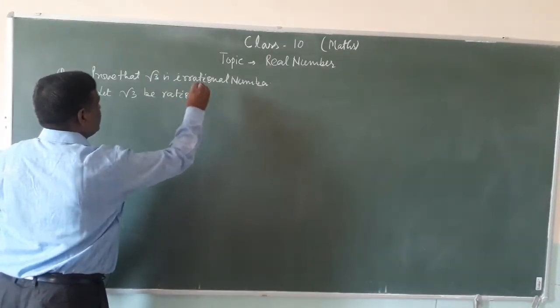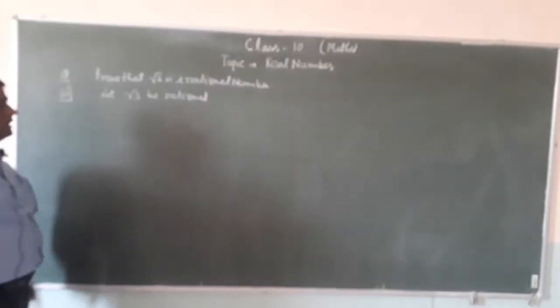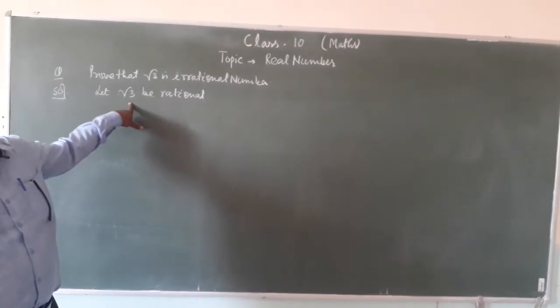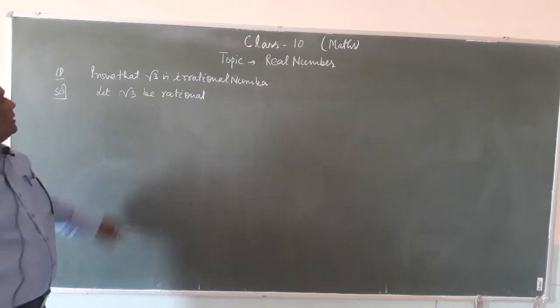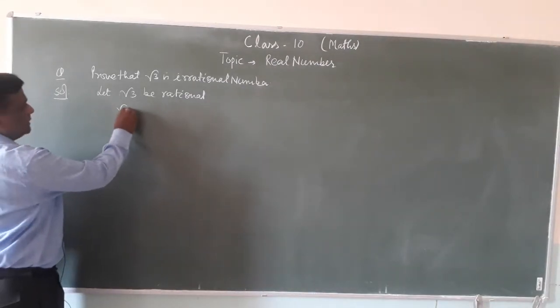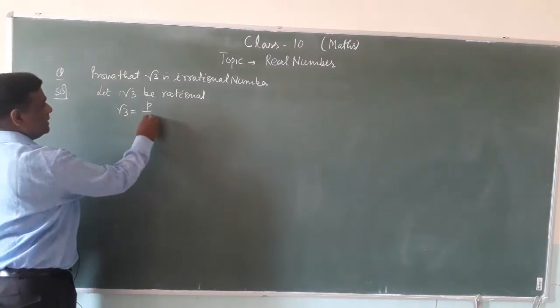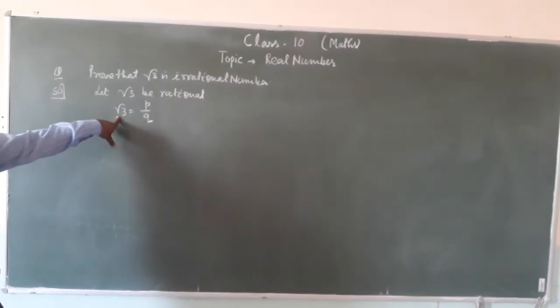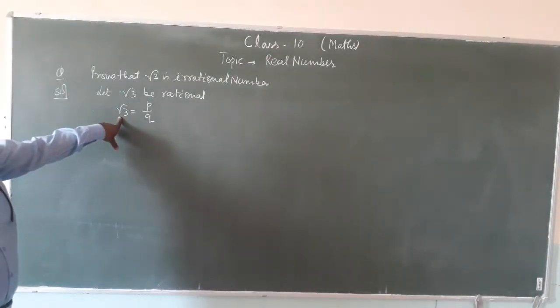How do we write a rational number? A rational number is written in the form of p by q, where q is not equal to 0 and p and q are integers. So root 3 can be written as p by q. Now this is the square root of 3, so to remove the square root, we square both sides.